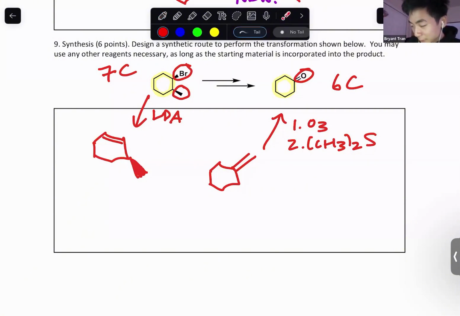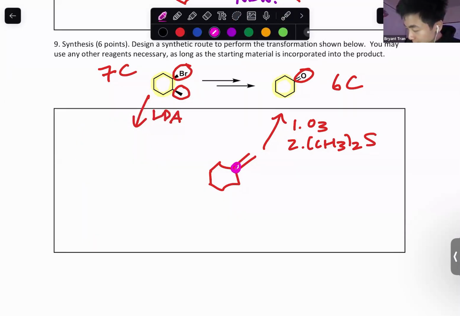And we don't want the alkene inside the ring. We want the alkene outside of the ring. And that alkene outside of the ring is going to come from that methyl group right there. Right. So because we want the alkene on that methyl group, you notice how this pink carbon right here that I'm color coding is that pink carbon right there.